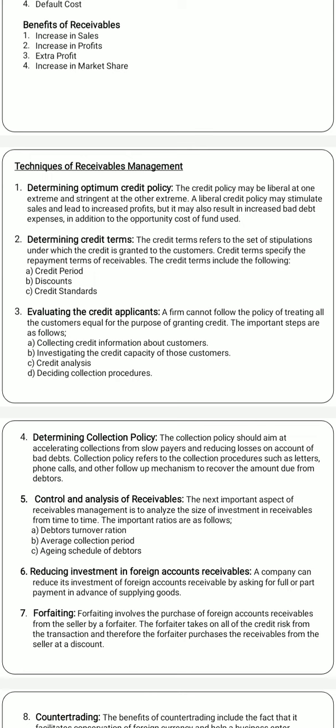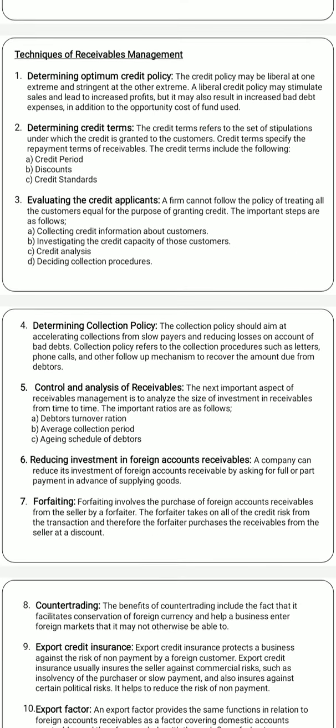The next technique is reducing investment in foreign account receivables. A company can reduce its investment in foreign account receivables by asking for full or part payment in advance for supplying goods. Then forfeiting. Forfeiting involves purchase of foreign account receivables from the seller by a forfaiter. The forfaiter takes on all of the credit risk from the transaction, and therefore the forfaiter purchases the receivables from the seller at a discount. That is the technique of receivables management.